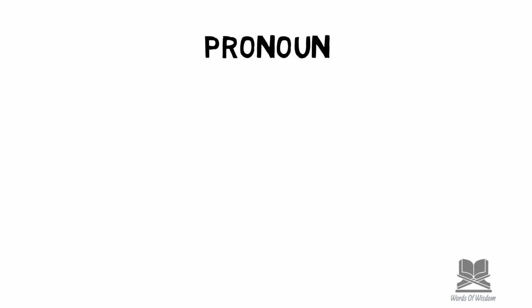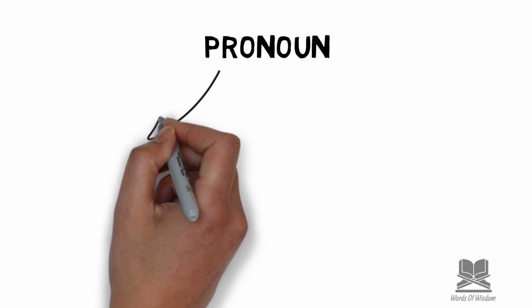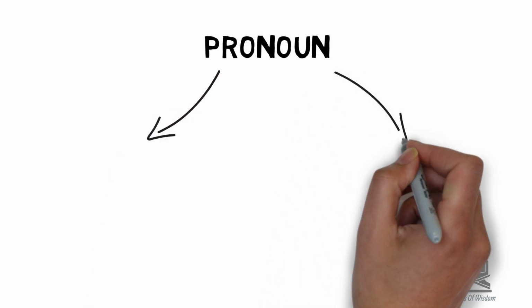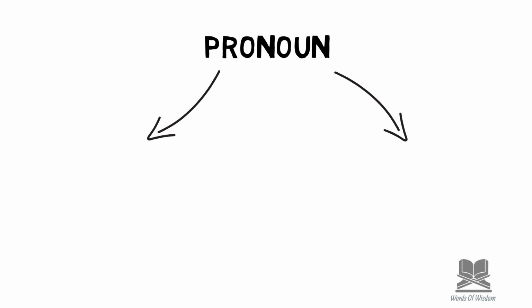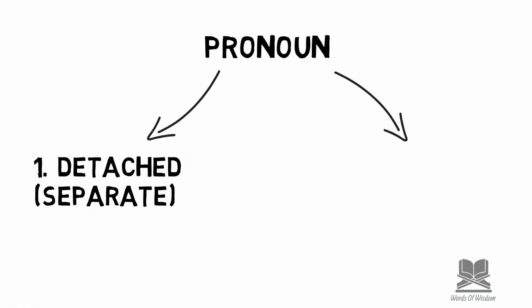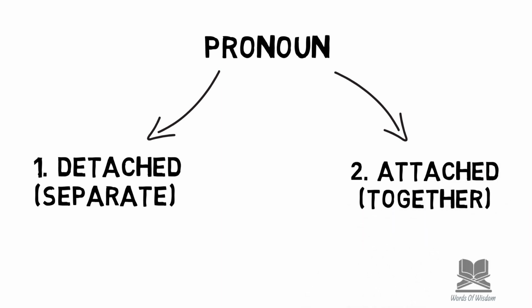Now in Arabic, just like English, there are many different types of pronouns. Here we are going to look at two of the most commonly used pronouns and see how they are used. The first that I will talk about is a detached pronoun. This is a pronoun which is not attached to a word, but it is separate. And then we will look at an attached pronoun. That is going to be a pronoun which is attached to the word.